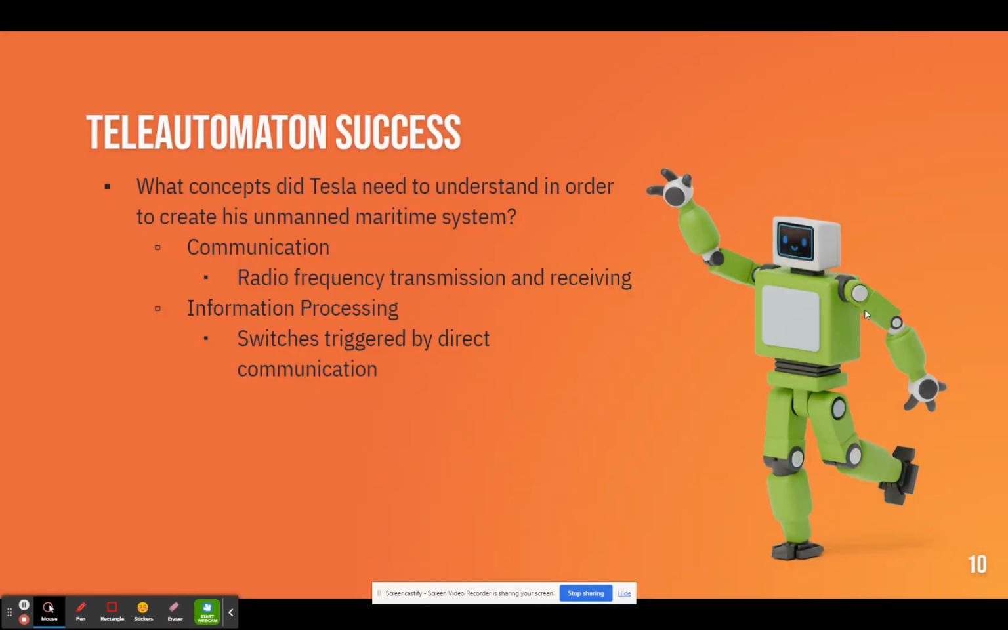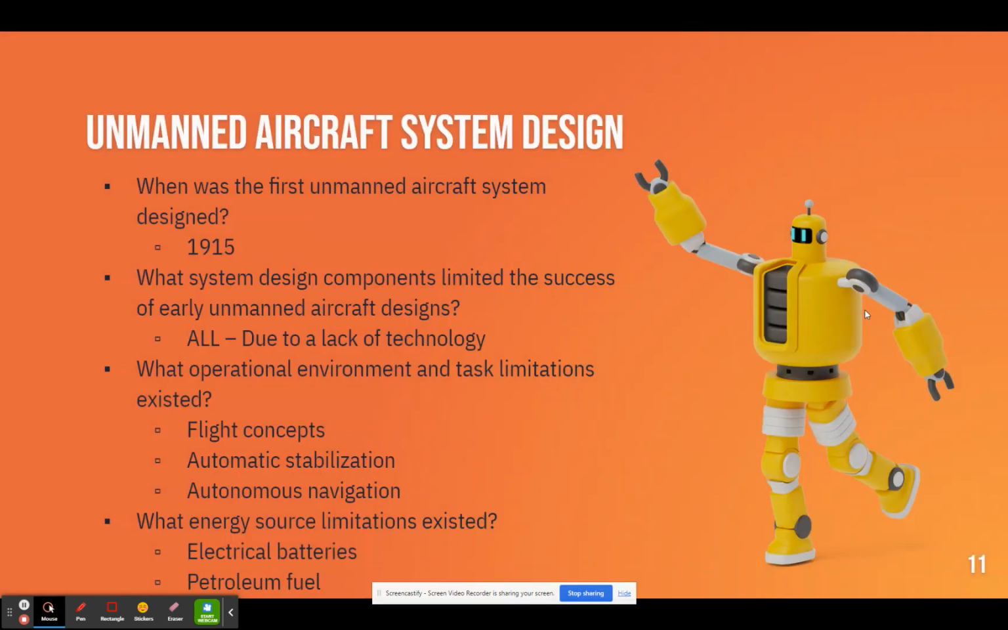In addition to that, for communication, he used radio frequency transmission to send his signals. He had switches that were triggered by direct communication, so he would flip switches that would then send the frequencies to the boat to be able to turn and move forward as needed.